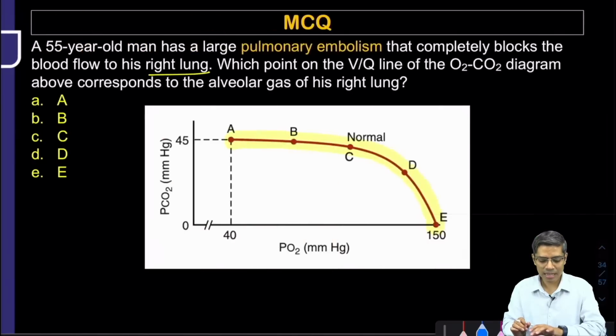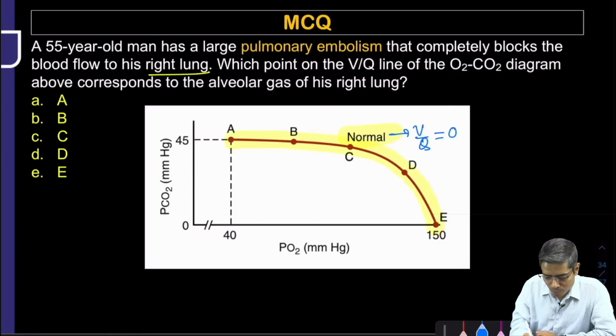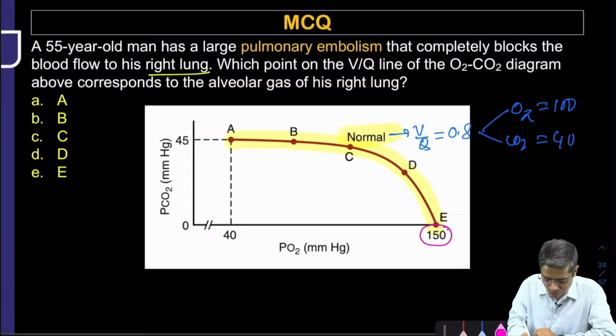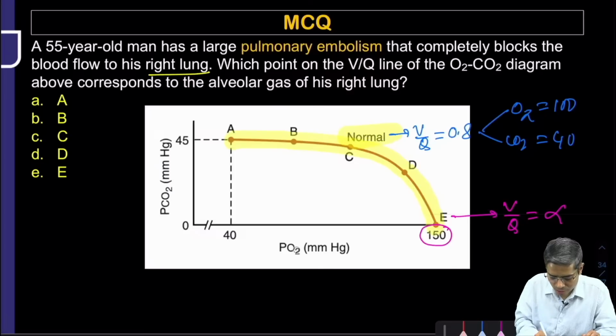With this basic concept, I am coming back to this curve. So, this is normal given in this question. This normal means VQ ratio of 0.8. Oxygen is 100, carbon dioxide is 40. If I go towards infinity ratio, what will happen to the partial pressure of oxygen? So, here at this point E, the VQ ratio is infinity. How do I understand? Look at the x axis, what is it? The x axis is oxygen, partial pressure of oxygen. What is that? 150 here. And what is the carbon dioxide? This is 0.